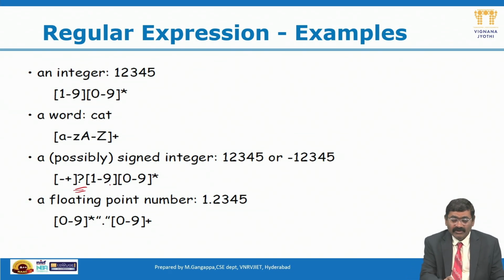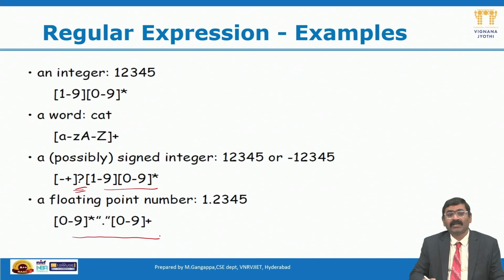And 1 to 9 and 0 to 9 is already explained by taking an integer 1, 2, 3, 4, 5. Similarly, a floating point number can be recognized by using the regular expression 0 to 9 star, dot, 0 to 9 plus. Right? These are some of the examples for the regular expressions.